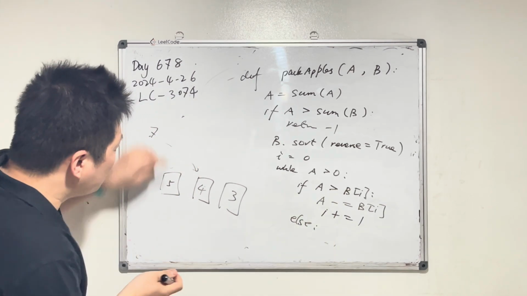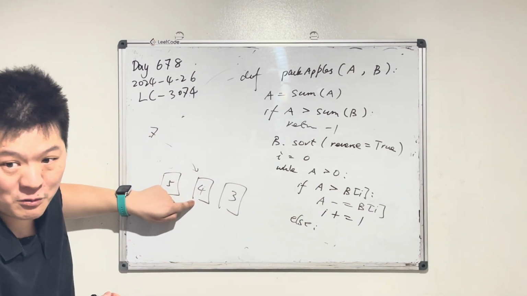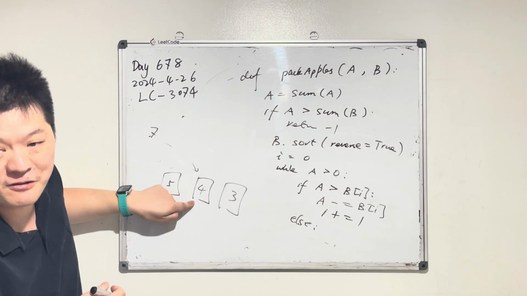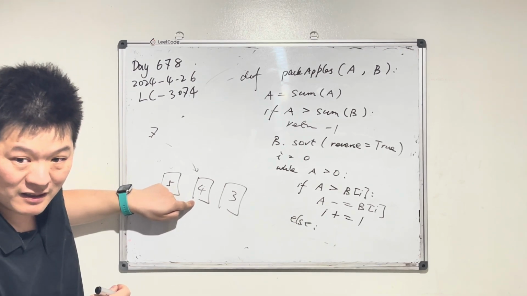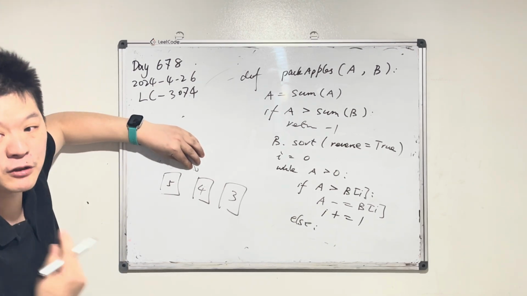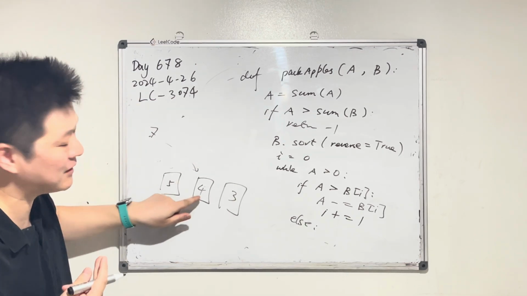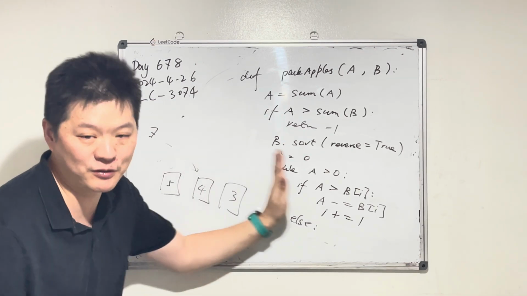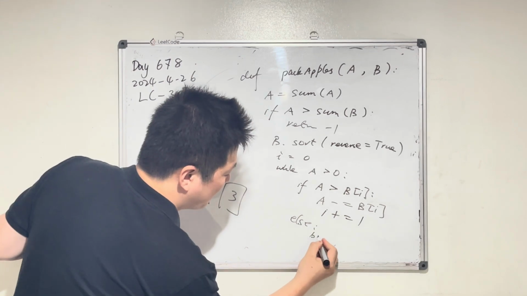Now, look, 2 apples is smaller than 4. So what should we do? We don't need to continue, right? We just break. Am I right? Because look, I have only 2 apples left. I can put all the apples in the second box. So there's no point to continue. So we just simply break this.